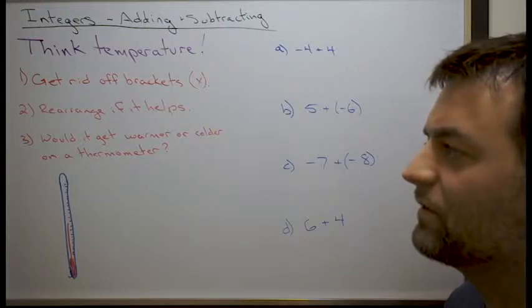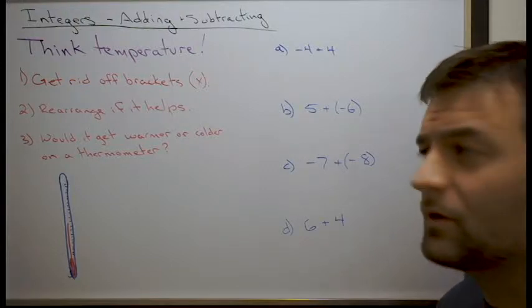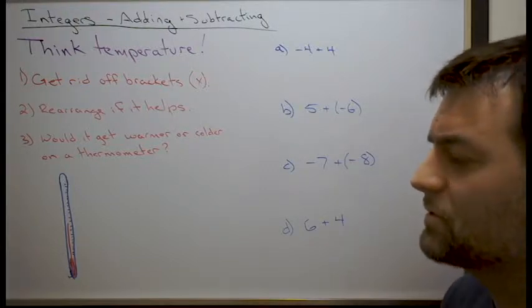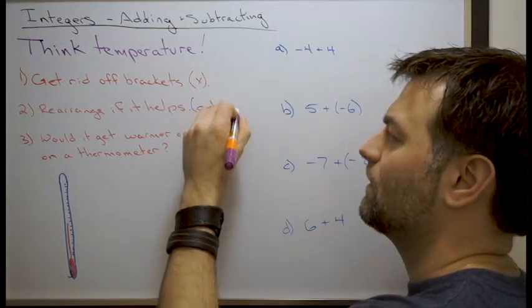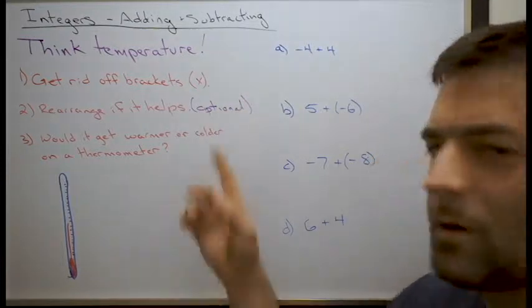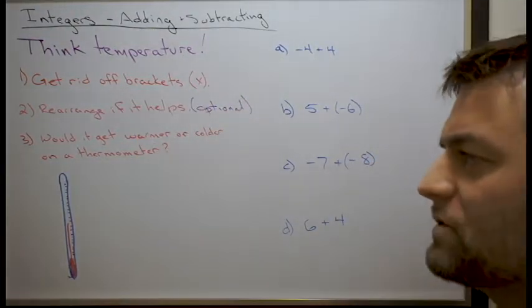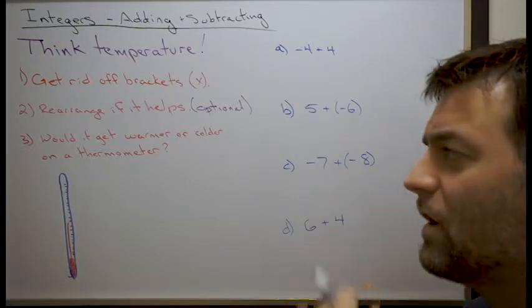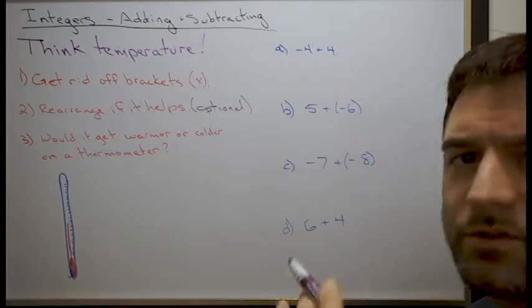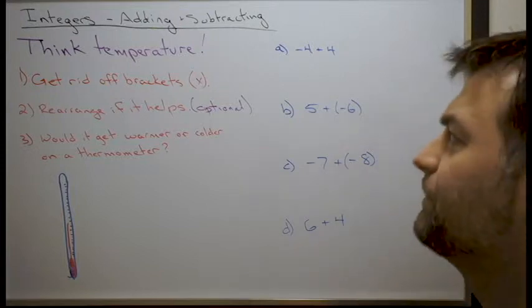Number 1, get rid of the brackets if it helps. Number 2, which is an optional step, but if it helps you, you can rearrange the equation. And then think about on a thermometer afterwards, are these numbers going to make it warmer or colder?